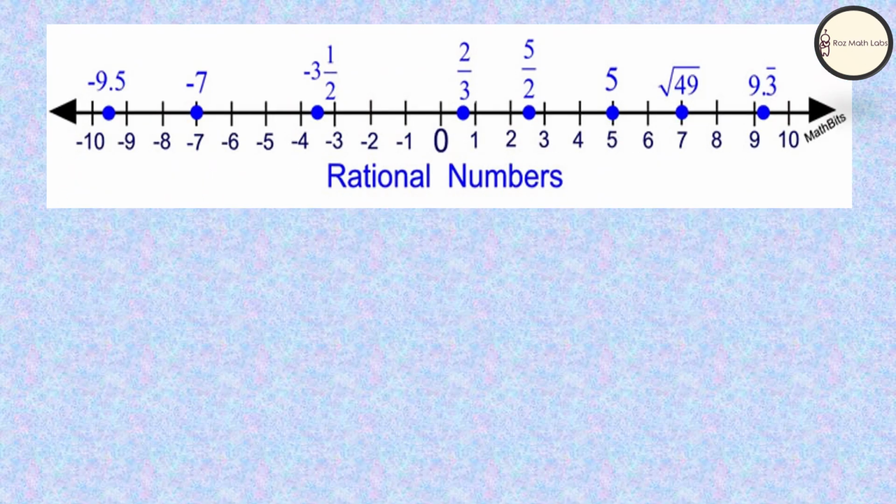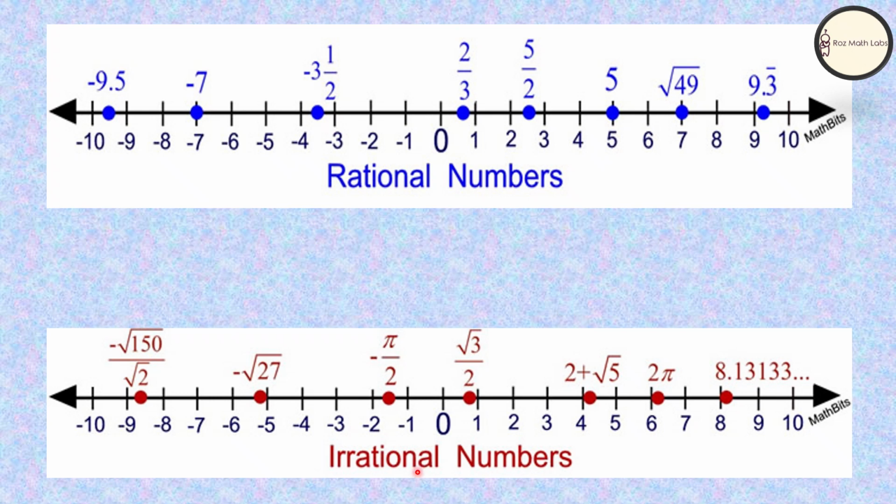Then we have the set of rational numbers, which is made up of natural numbers, whole numbers, integers, as well as numbers which can be expressed in the form of p by q. And lastly, the set of irrational numbers, which cannot be expressed in the form of p by q, or the decimal notation is not terminating decimal or repeating decimal.